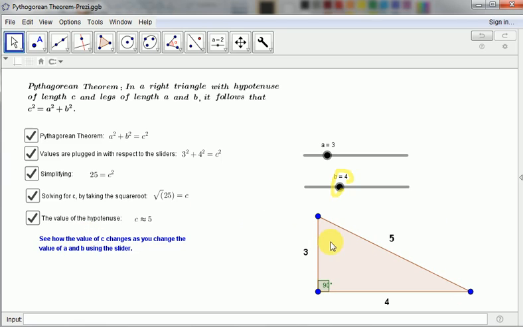Also keep in mind that the reason we have an approximation is because if it's not a perfect square root, then we end up with a decimal.